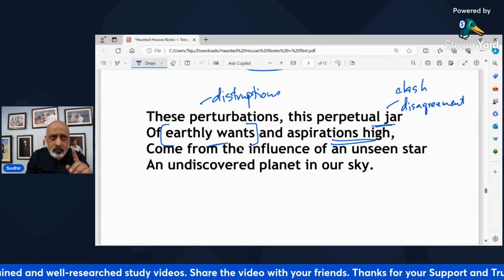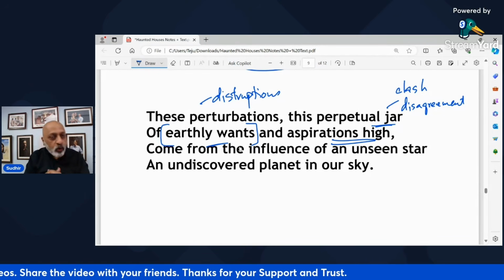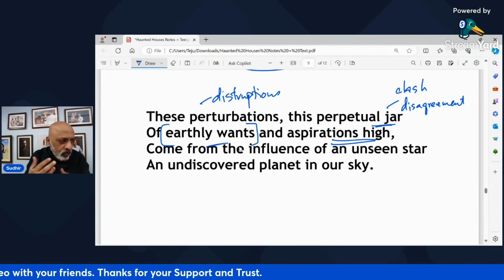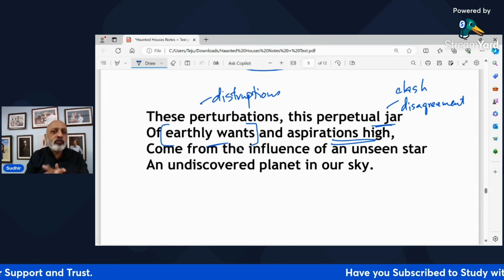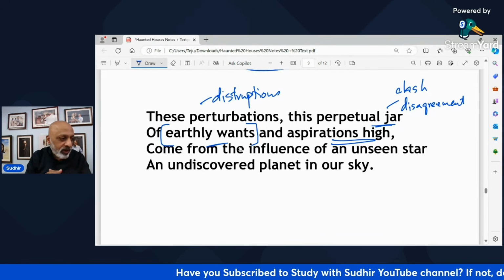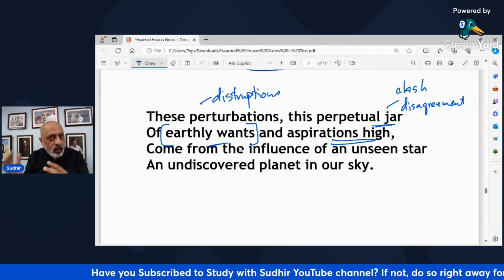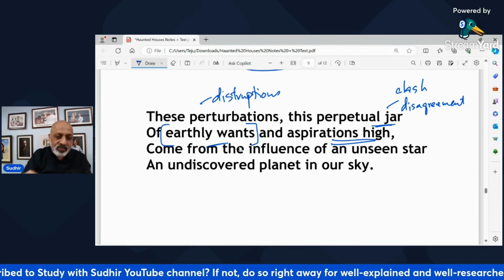Now, there's also a historical context to this, because at the time when this poem was written, there was a popular notion that celestial bodies have some kind of an influence on human nature, human behavior, what happens in human life, and perhaps this is what Longfellow is referring to in this particular line, in this particular stanza.